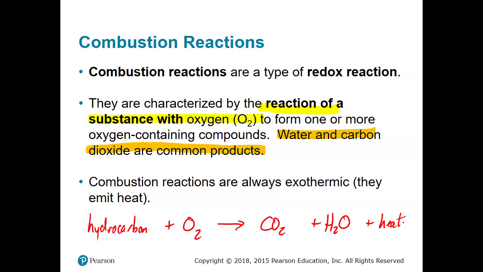And depending upon what is burning, if it's a hydrocarbon, I'll see carbon dioxide and water. If it's not a hydrocarbon, I'll see some kind of oxygen product that comes off. Whether it's a metallic product, so like if I burn magnesium, I'm going to get magnesium oxide. If I burn calcium, I'm going to get calcium oxide. If I burn methane, I'm going to get carbon dioxide and water because methane is a hydrocarbon.